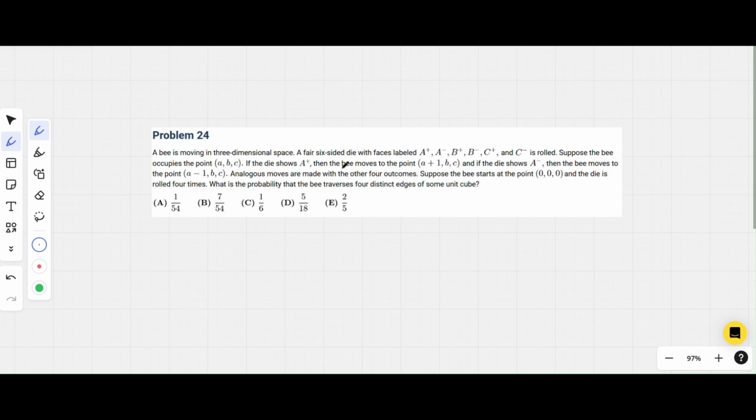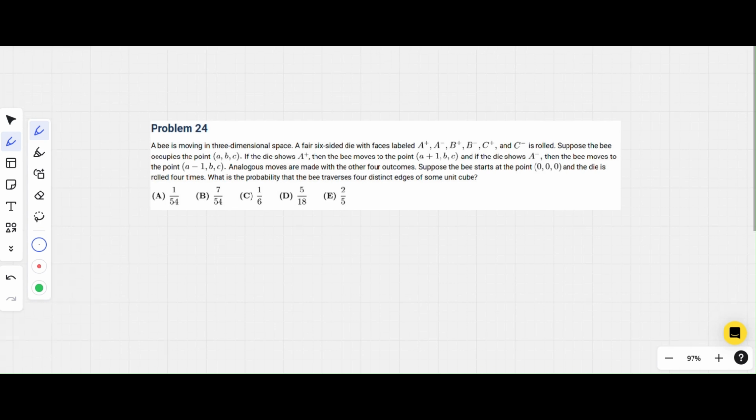If the die shows A+, then the bee moves to the point A + 1, B, C. If the die shows A-, the bee moves to the point A - 1, B, C, and so on. If the bee starts at the origin, and the die is rolled 4 times, what is the probability that the bee traverses 4 distinct edges of some unit cube?